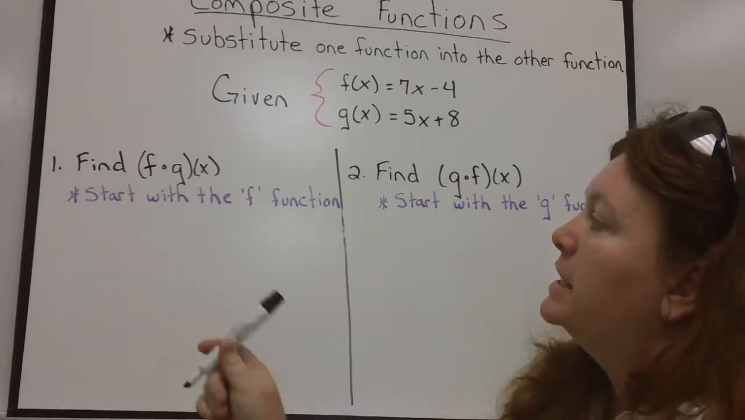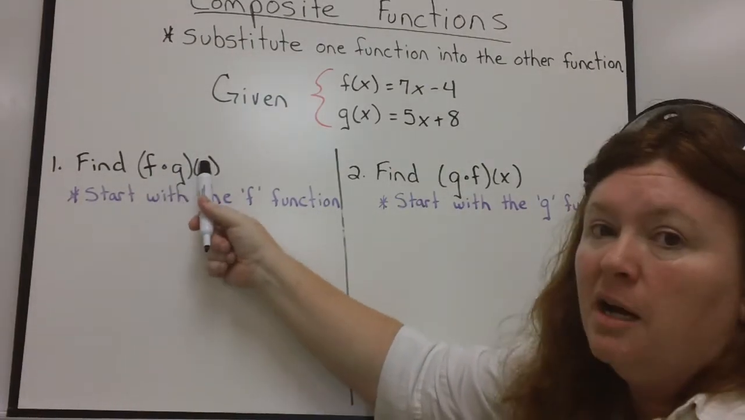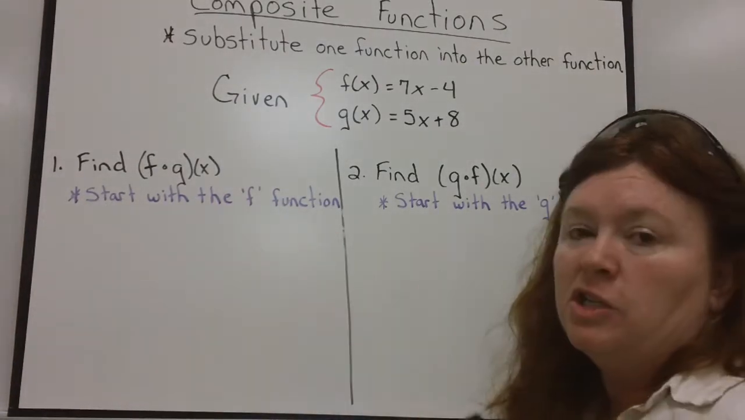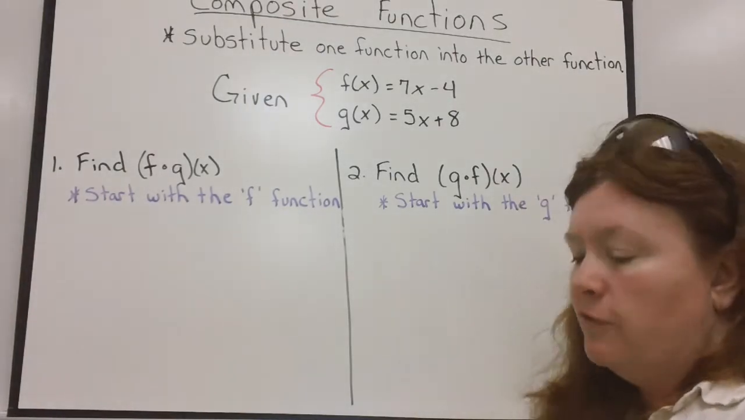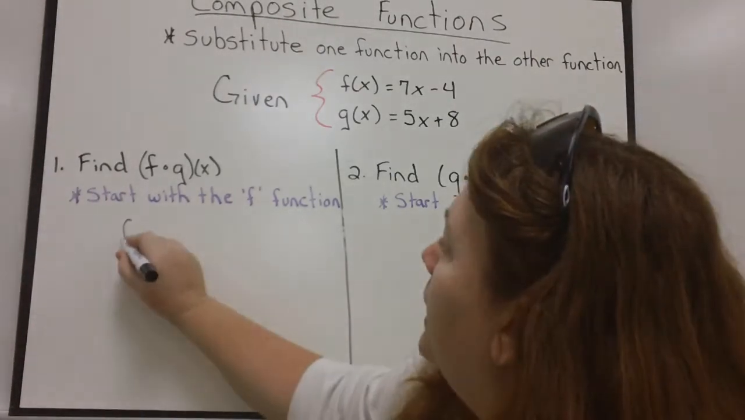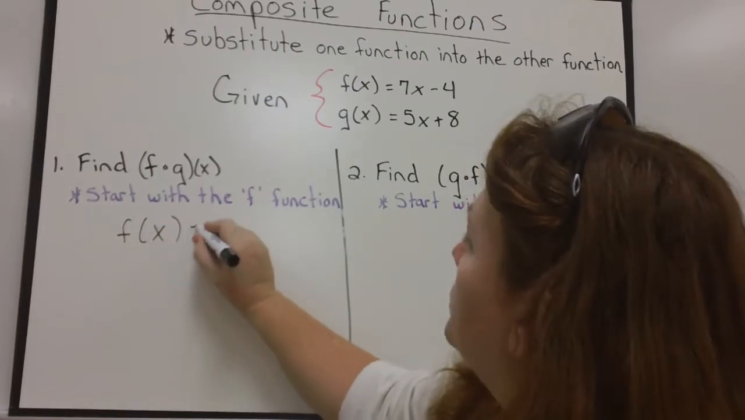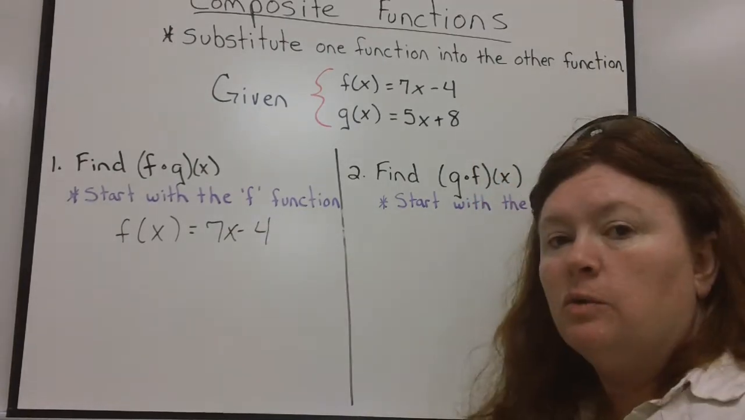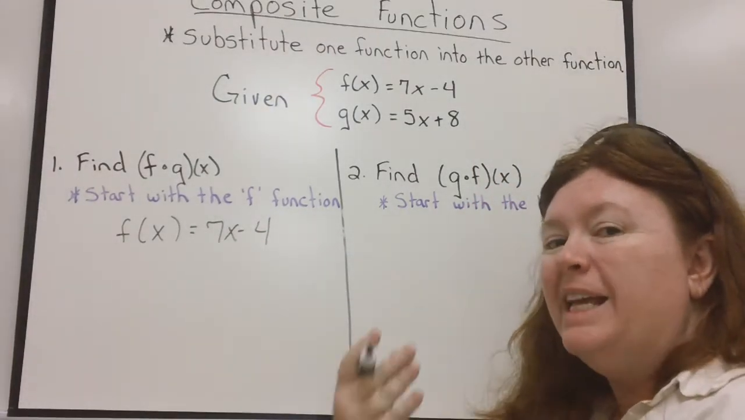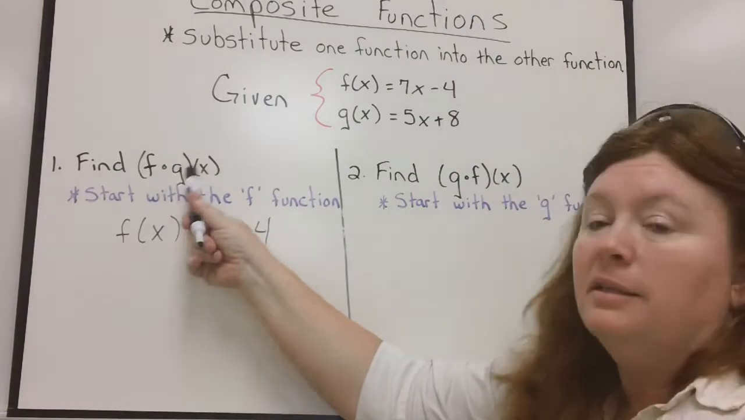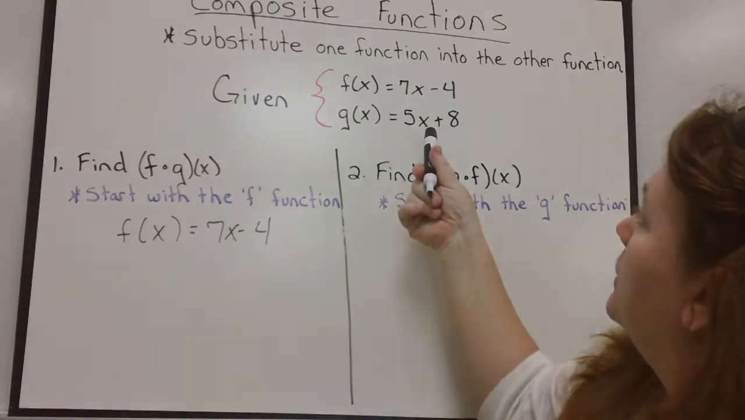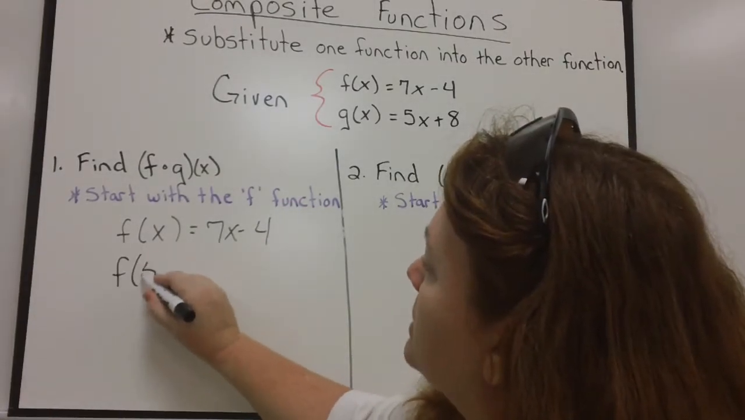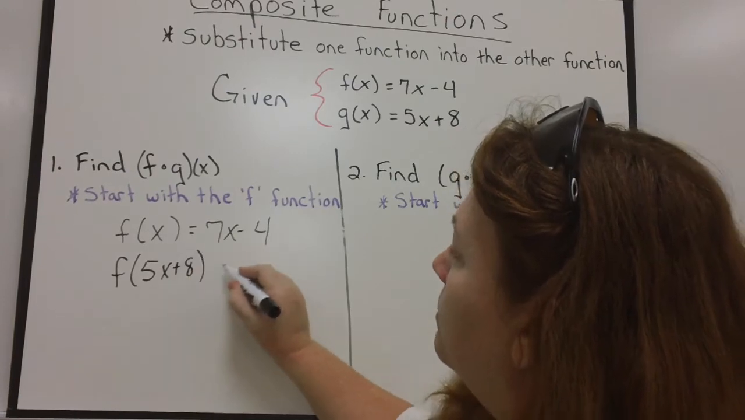Now the first question is asking for what is f of g of x. I wrote in here, start with the f function. Remember, you always start with the first function. So let's write that down. I know f of x is equal to 7x minus 4. Now, what am I going to do? I'm going to substitute in for x what? The g function. So the g function is 5x plus 8. So I'm going to replace x with a 5x plus 8.